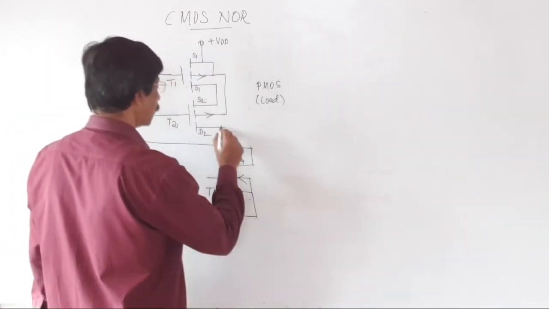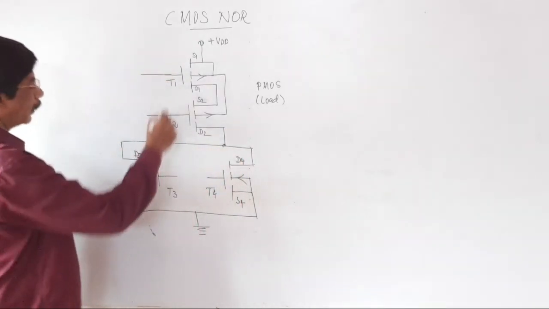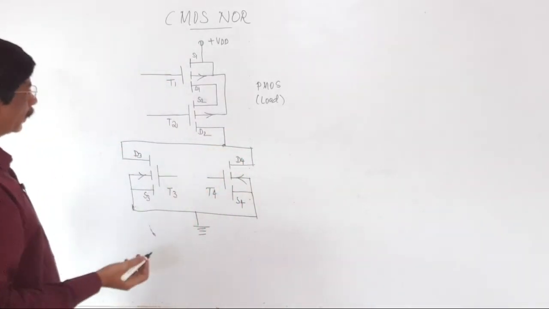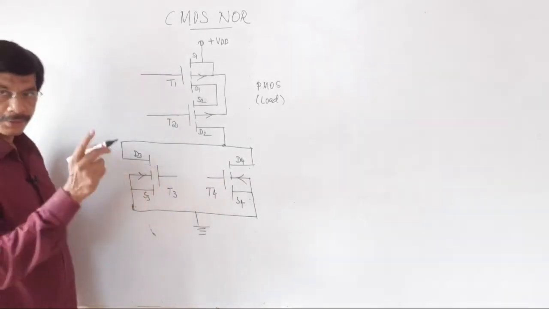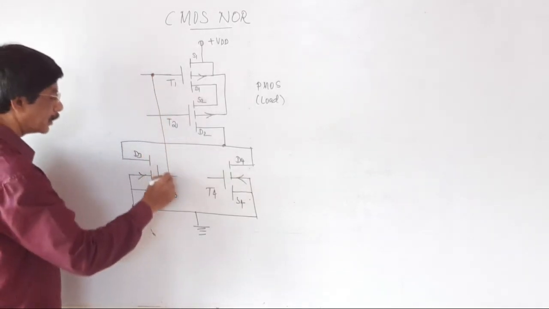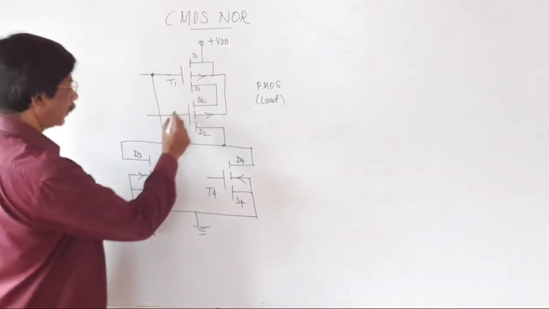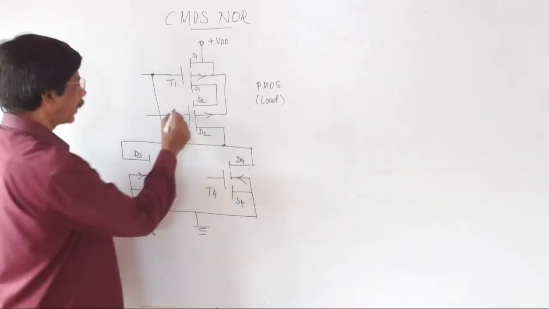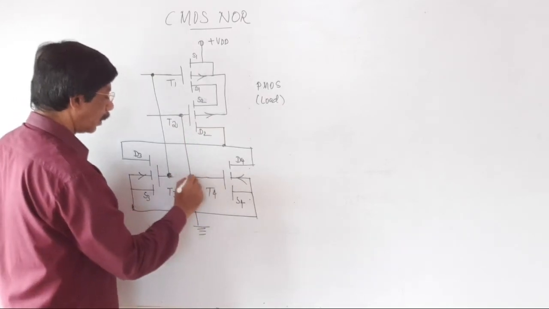This interconnection is given to this drain 2, T1 and T2. Further, the T1 and T3 are interconnected. So this T1 and this T3 both are interconnected. Similarly, the T2 and T4 are interconnected.